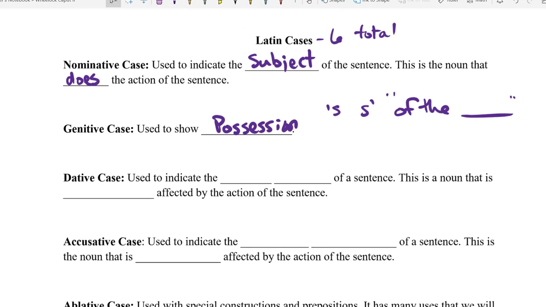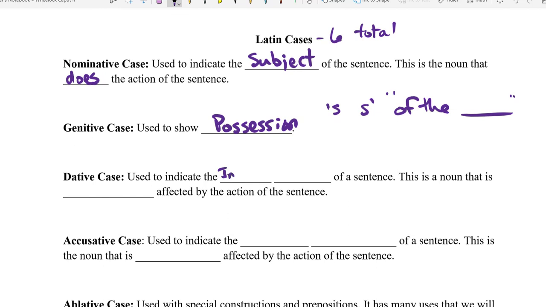The dative case is used to indicate the indirect object. And this is obviously the noun that is indirectly affected by the action of the sentence. So we're looking at the verb. If there's a word that is not directly affected, but in some kind of roundabout way affected by the action, that's your indirect object. In English, typically, we're going to see either "to" or "for" for the indirect object, just by itself.